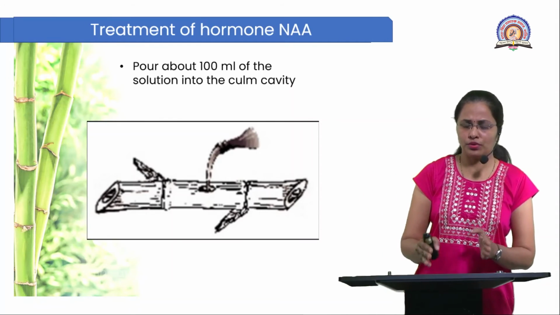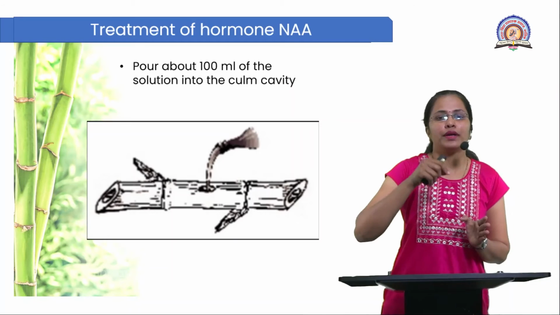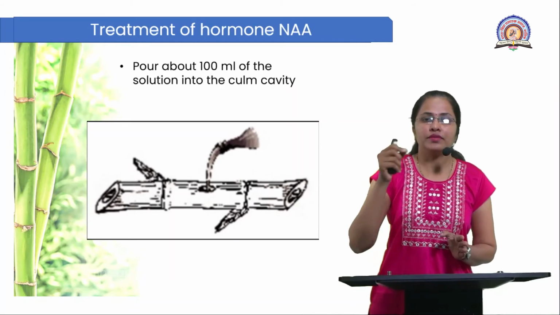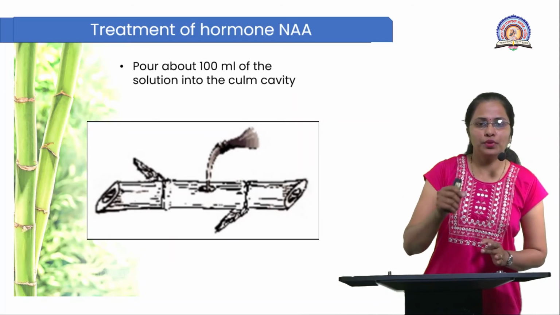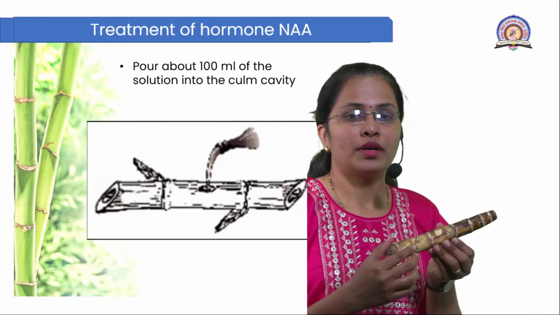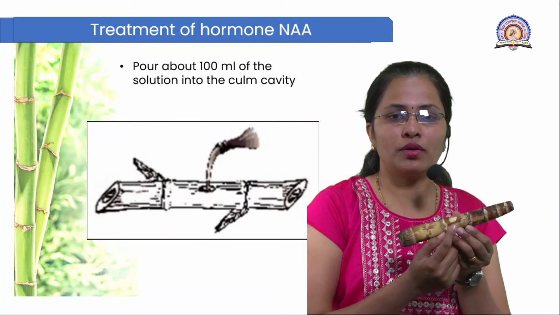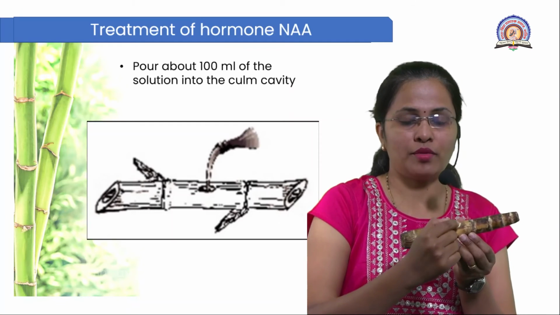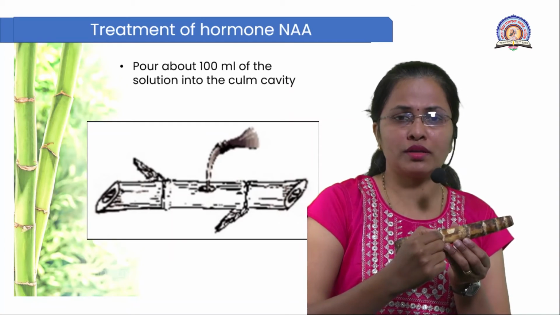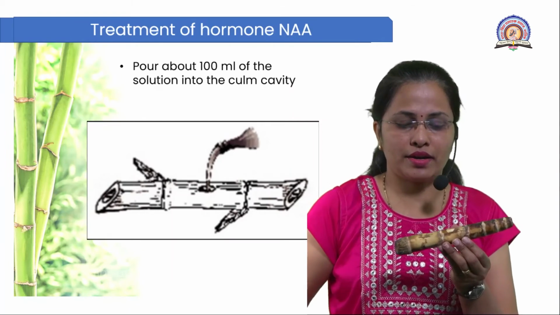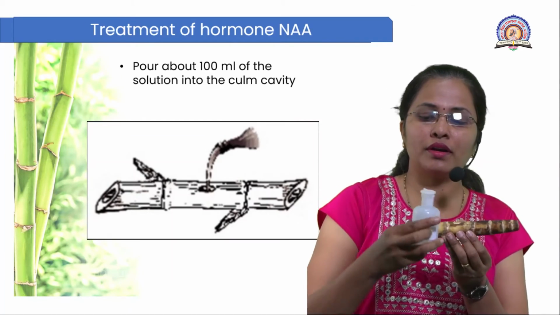Just now I had told you, initially we are going to prepare a hole at the internodal region, and within that hole we are going to put the 100 ml of NAA. Now we have prepared a small hole at the internodal section. You can see here I have prepared a small hole that is 2 by 1 centimeter at the internodal portion, and now we are going to put the NAA.